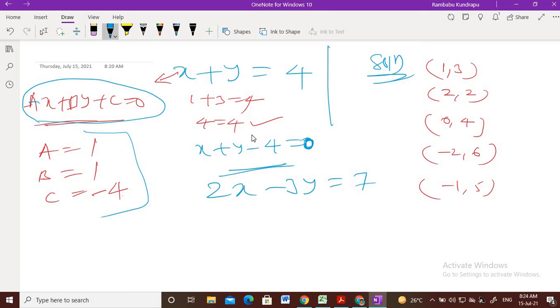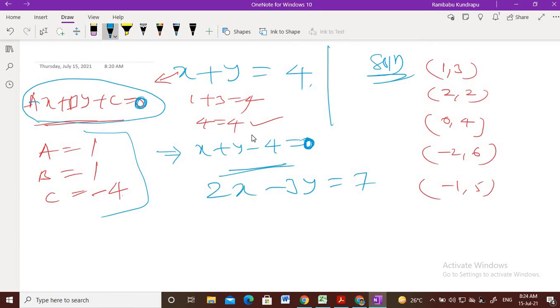See here, x plus y is equal to 4. That implies x plus y minus 4 is equal to 0, na? In the standard form, the RHS value is 0. So in the given equation, the RHS must be 0. For that, I have taken 4 to the left side. Minus 4, it became minus 4.